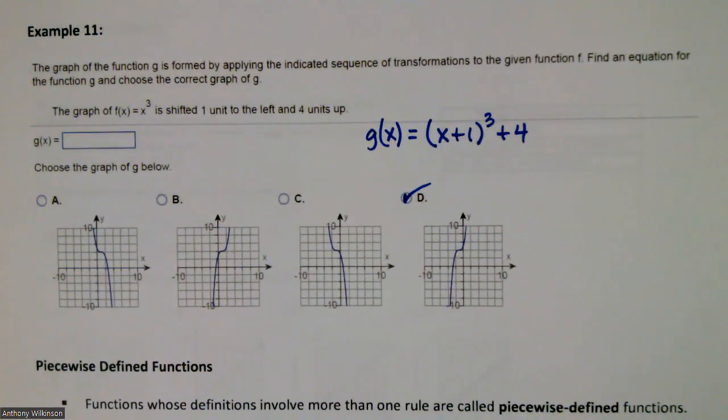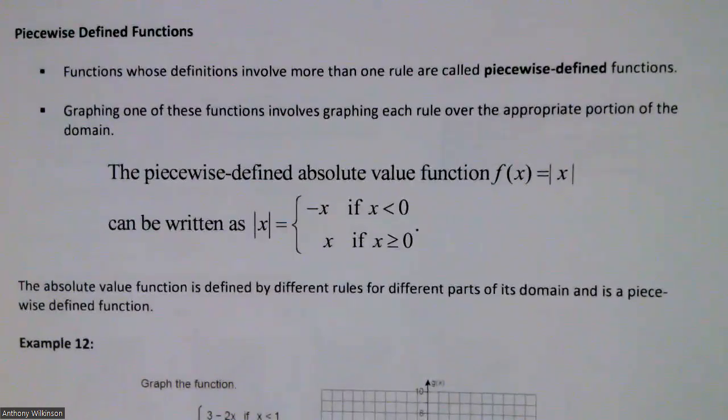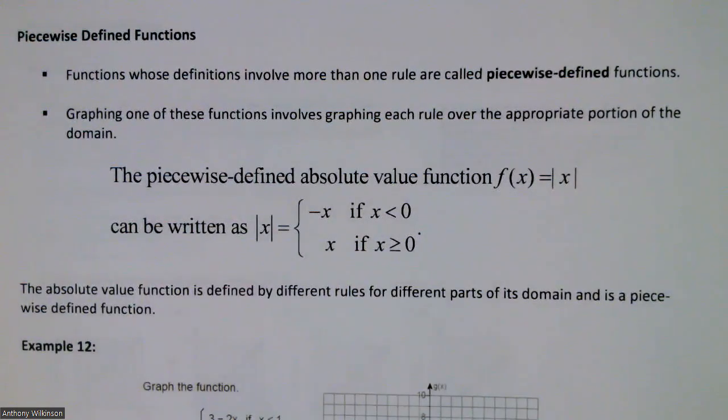All right. So that's all of the transformations of functions that we're going to talk about here. Next thing we'll look at is piecewise defined functions. Now, those are functions whose definitions involve more than one rule. Graphing one of these functions involves graphing each rule over the appropriate portion of the domain.